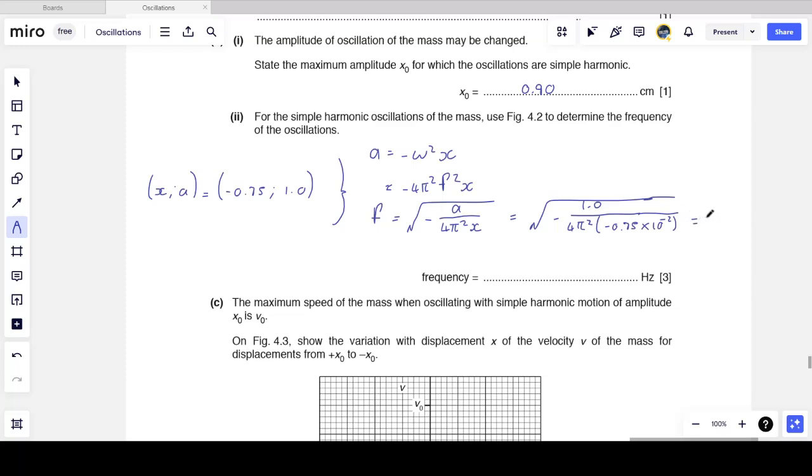And we get a frequency of 1.84 hertz. To two significant figures, this frequency is 1.8 hertz. So you can choose a random point from the graph, substitute it into the equation, and then solve for frequency.